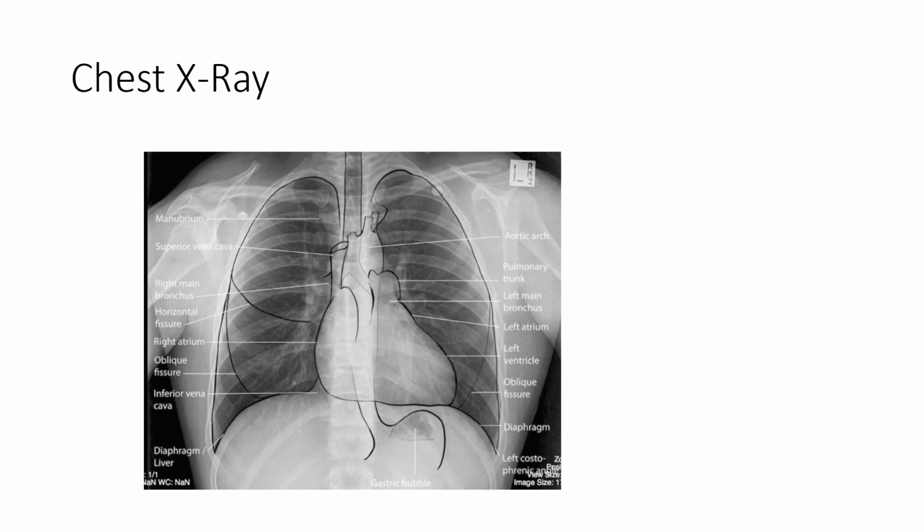Here you can see a few structures: oblique fissure in left lung, oblique fissure in right lung, horizontal fissure in right lung, trachea, carina, right and left bronchi, manubrium of sternum, aortic arch, pulmonary trunk, superior vena cava, inferior vena cava, and diaphragm, gastric bubble, right atrium, left atrium, left ventricle, and costophrenic angle. You may not be able to view these all, but you can have fair idea where all these lie.